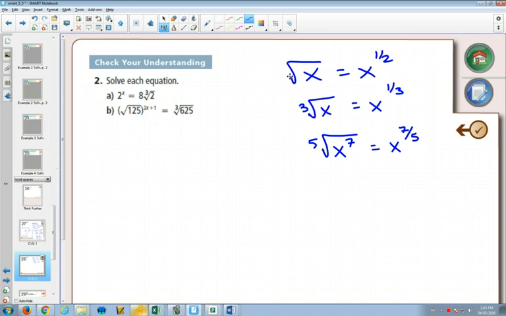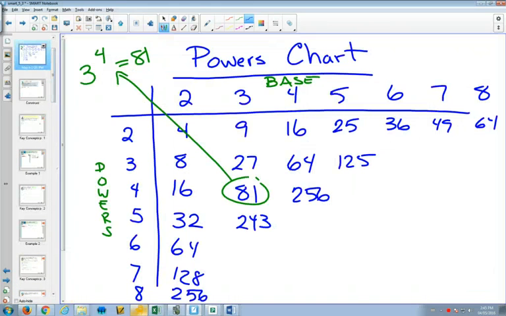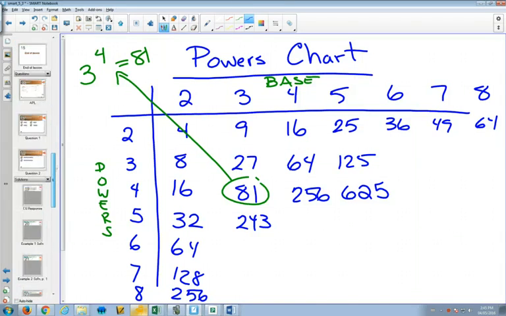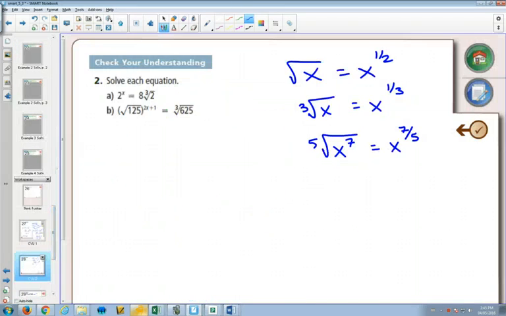So now we're going to do that same idea. Oh, we're going to have to go quickly back to our powers chart. And I'm going to add 625 on this, 5 to the power 4, because it came up on this one. Okay, so for part A.